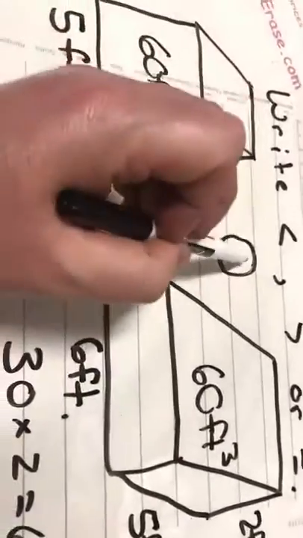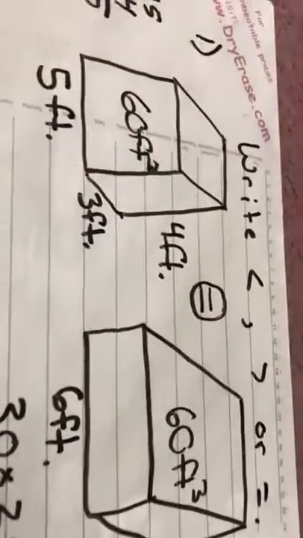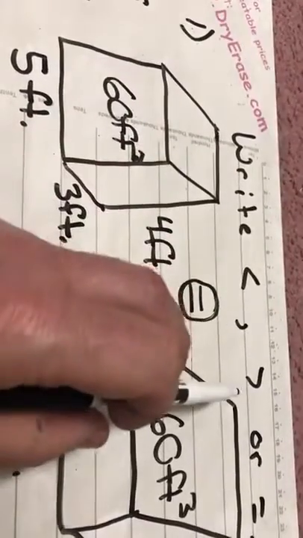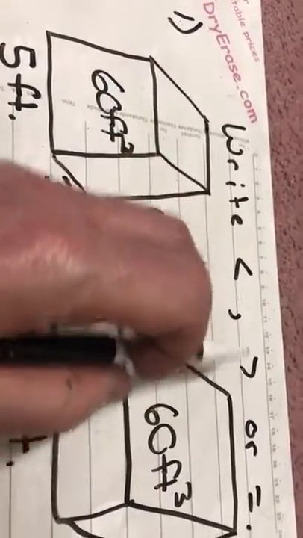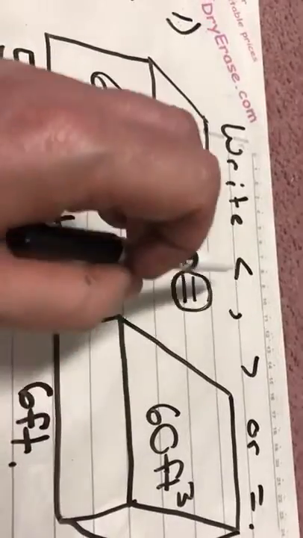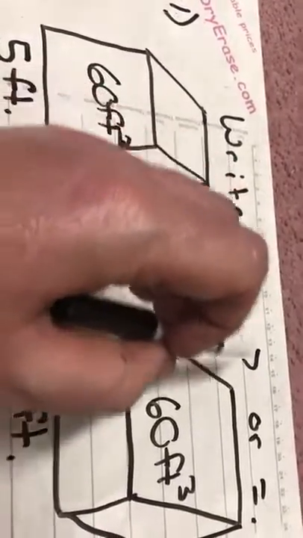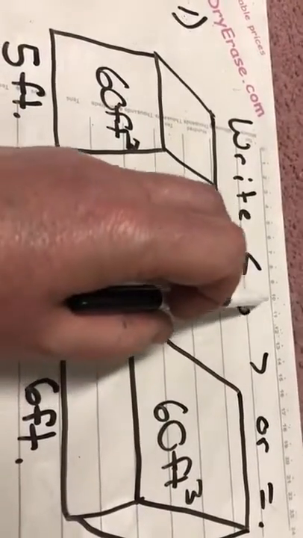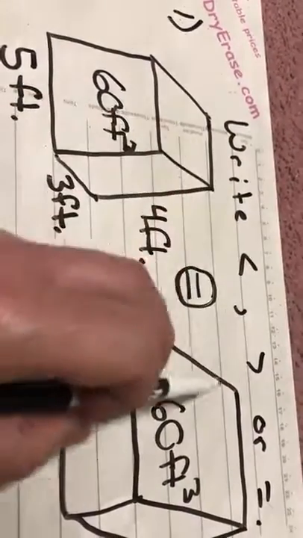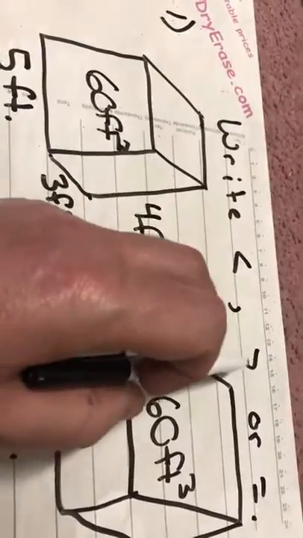And so they're equal. Now remember, if you have to use less than or greater than, it's always open to the bigger one. Don't point at the bigger one. The mouth should be open to the bigger one. So if this one's bigger on this side, you're going to use this one. But if it's bigger on this side, you're going to use that one.